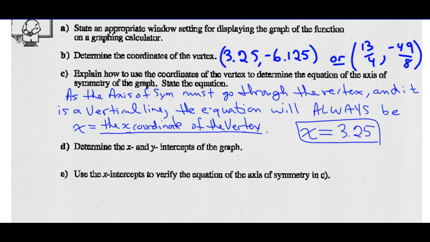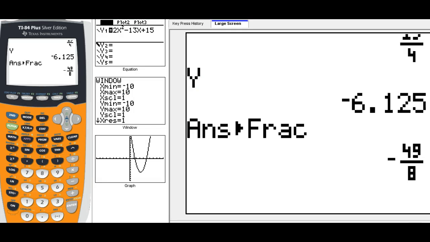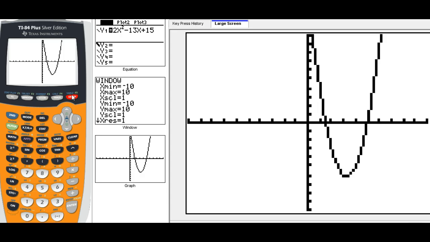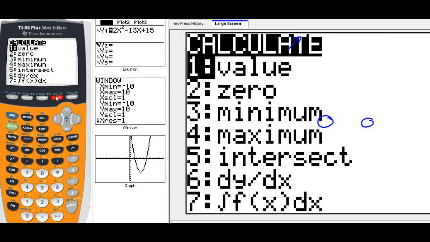Determine the x and y intercepts of the graph. All right, let's go back to our graphing calculator and find those. So go to graph. We're now looking for the points where it crosses the x-axis, and we can't see the y-axis on this graph, but the point where it crosses the y-axis up there. All right, so we're looking for those. Now, these x-intercepts in our calculate menu are called zeros of the function. So second calculate, we're looking for number 2, the zeros of the function. All right, those are going to be the same as your x-intercepts.